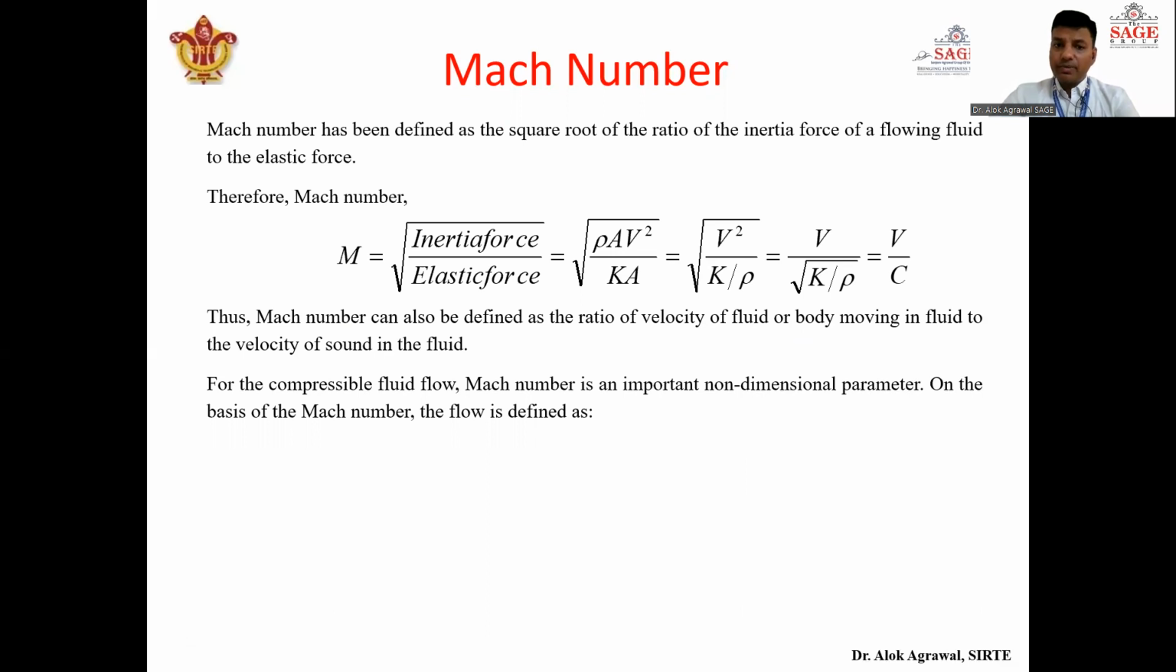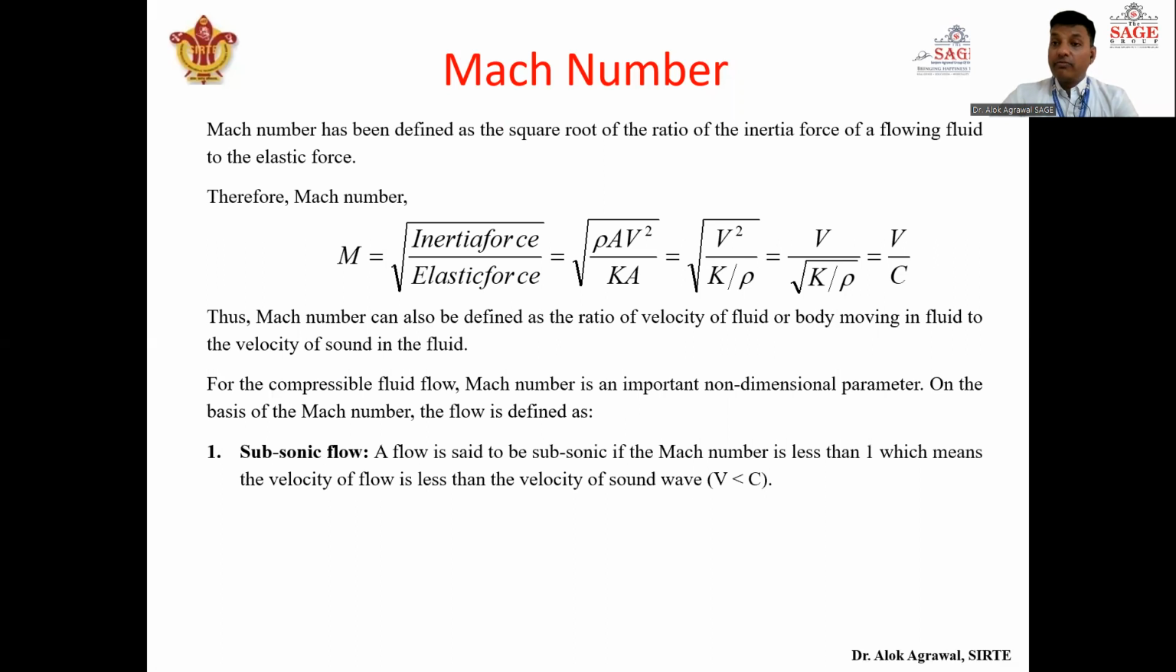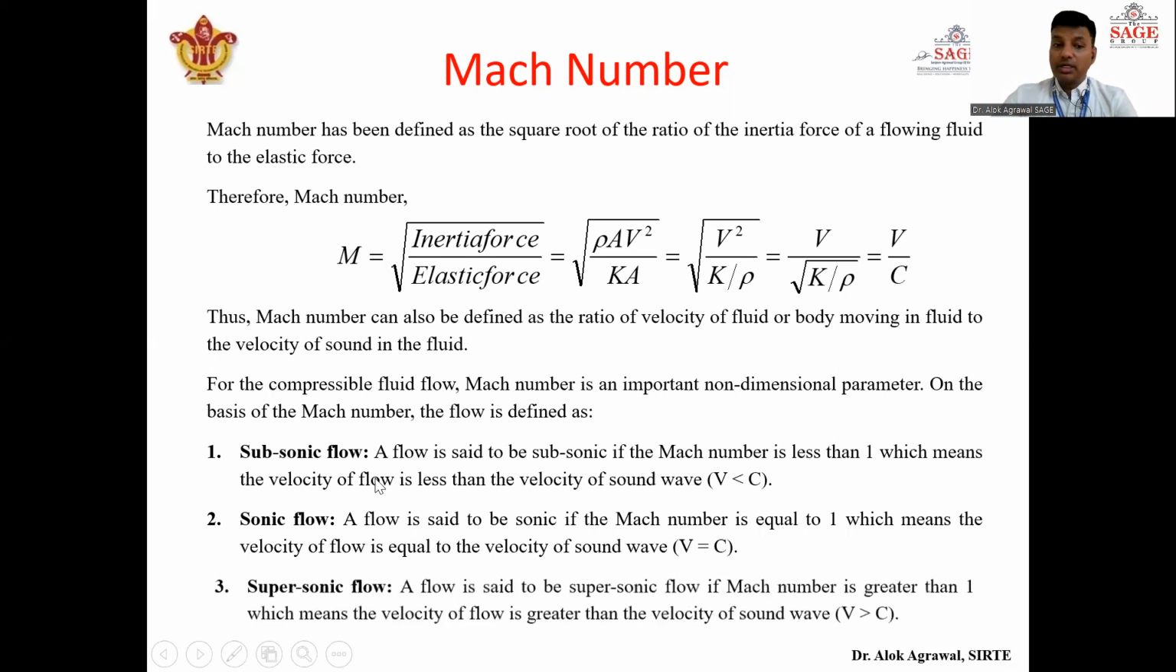For compressible fluid flow, this Mach number is a non-dimensional parameter. How? Because here there is a velocity and here also there is a velocity. This is the velocity of the body and this is the velocity of sound. So the units will be the same, and this is a dimensionless number. On the basis of Mach number, we can find what type of flow the flowing fluid or moving body has. It can be categorized as subsonic flow, second is sonic flow, and third is supersonic flow.